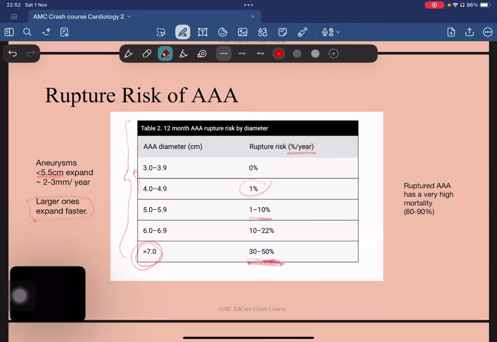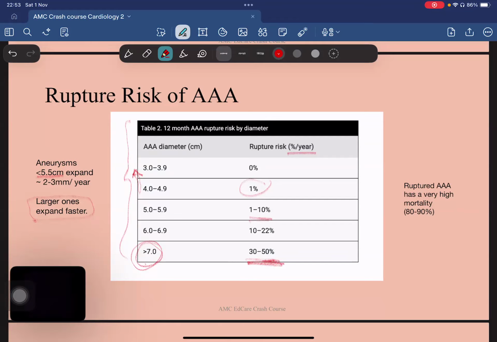So below 4, it's negligible. Between 4 to 5, just remember it could be 1 to 10. And more than 5, remember we said more than 5.5 is large, so more than 5, it could be around 10 to 20%. And anything more than 7 centimeters, half of them could rupture within a year. So just remember it roughly like that, because there are a lot of numbers in AMC and there's no way we are going to remember everything in detail. So keep short methods to remember those, add them in your notes.